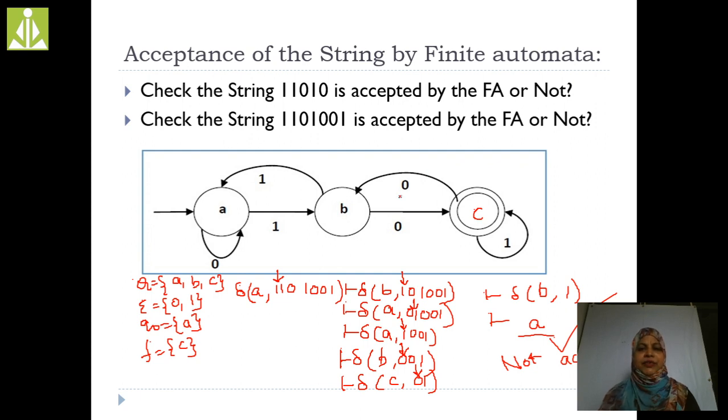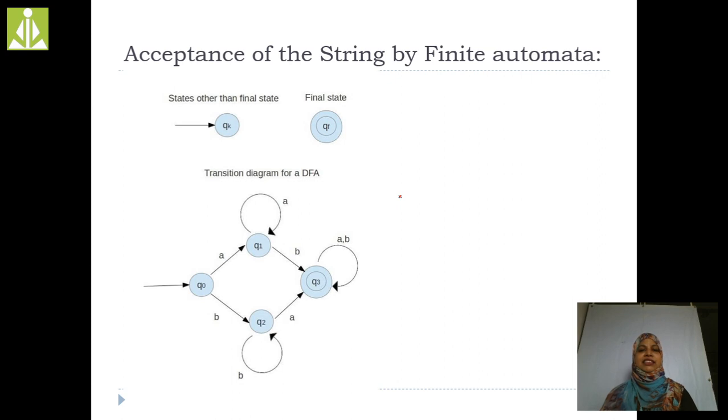Up to here clear? If we reach the final state, then the string is accepted. If we do not reach the final state, then the string is not accepted by the finite automata. Now, this is the homework problem, you have to perform this one. Take two strings. Check whether the given string is accepted by this finite automata or not.